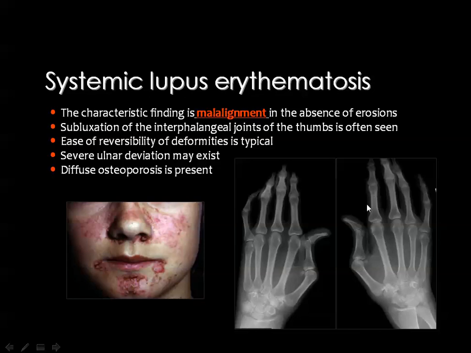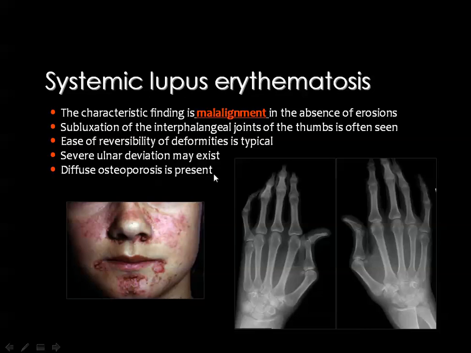Then one of the common findings in the hand is subluxation of the interphalangeal joint of the thumb. You should also know that these deformities are easily reversible. Even if you put your hand on the X-ray table, the deformities will come back to normal alignment. Then there may be severe ulnar deviation, but remember, there are no bone erosions.